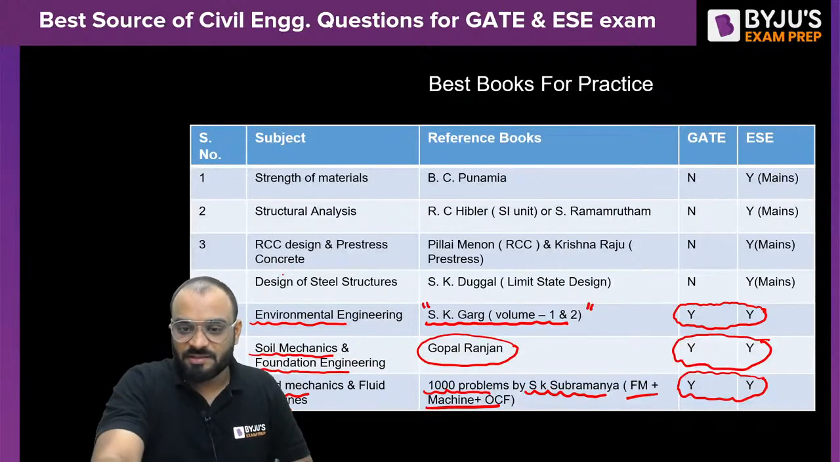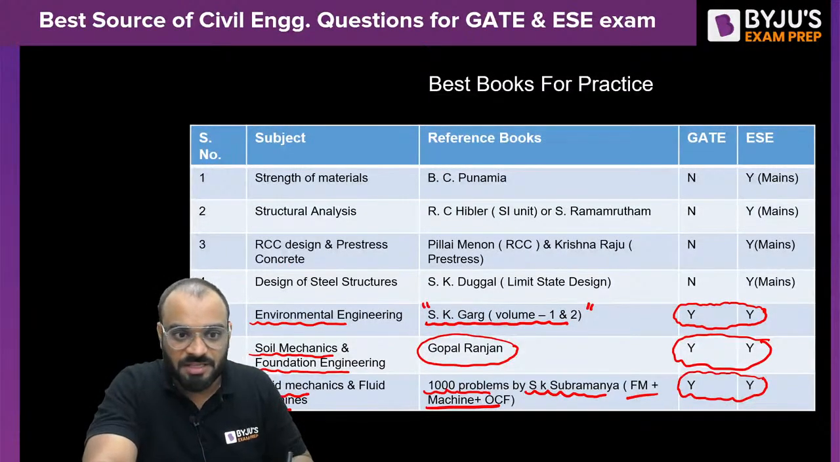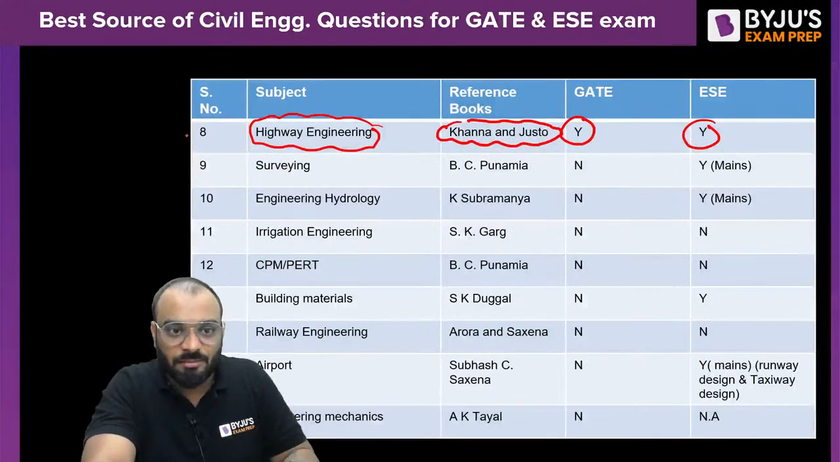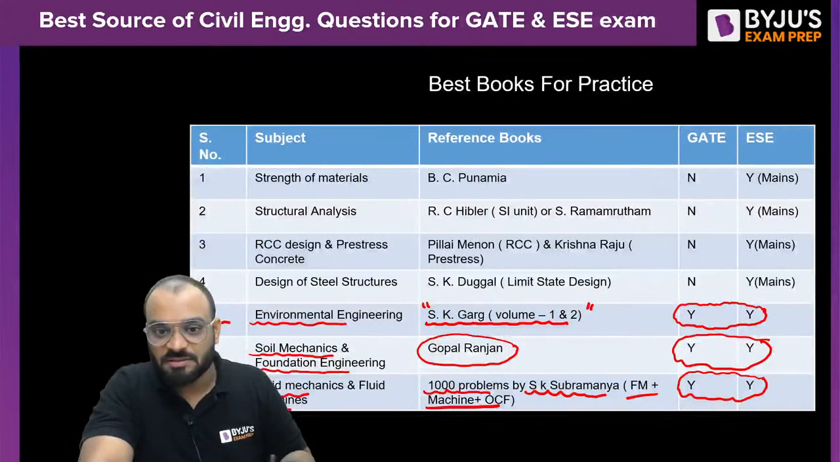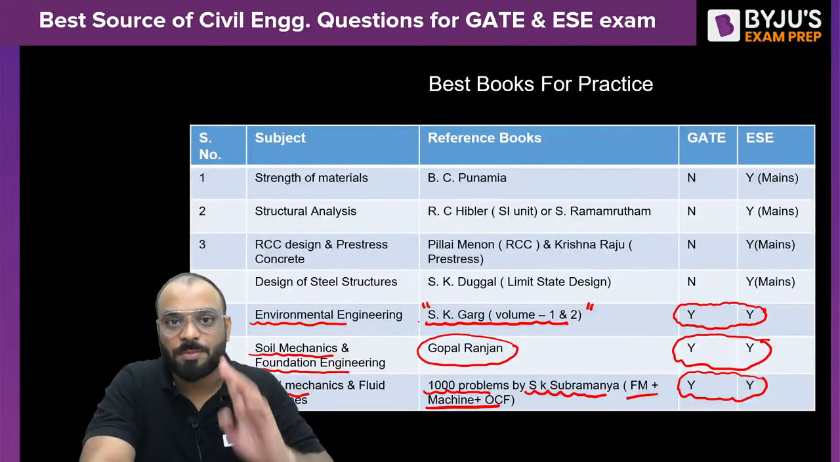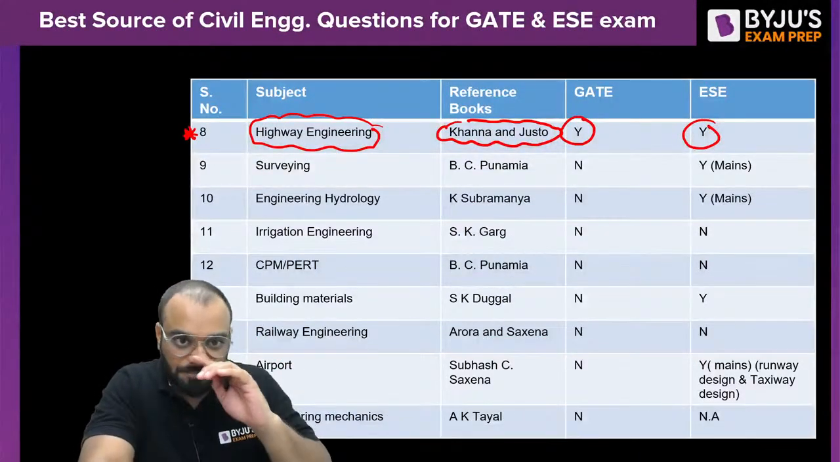Now listen, guys, these are the 4 subjects. Please remember these 4 subjects: environment, soil, FM. I'm marking a star over here, guys, which you can use for your reference. These are a must, right? These particular books are a must for your practice for GATE and ESE, right?